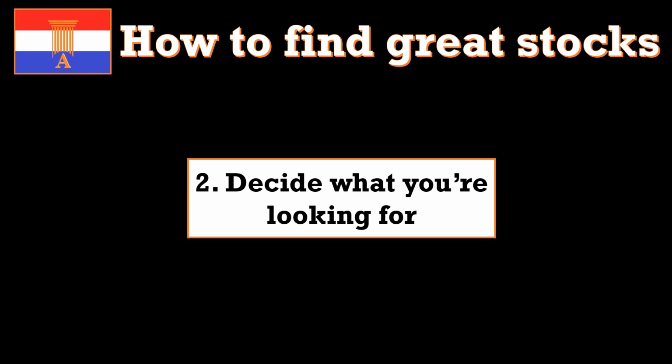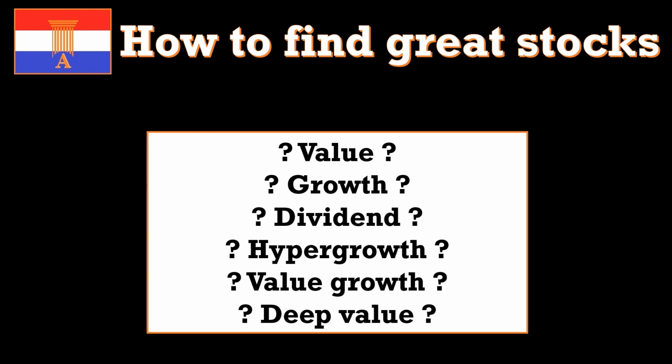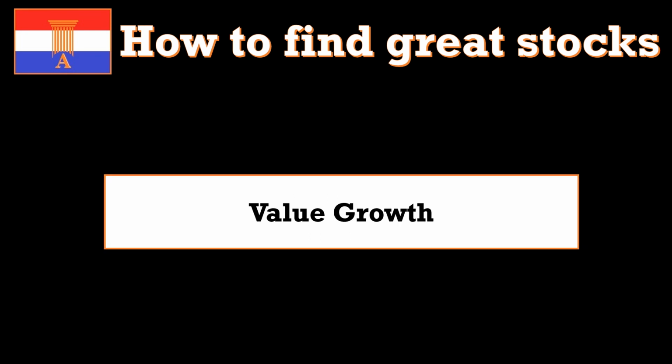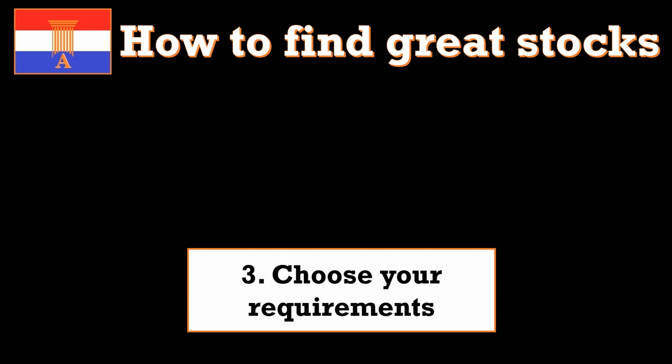Decide what you're looking for. Number two, this is what we need to do first. We need to know what kind of investment we want in our portfolio. So do we want value? Do we want growth, dividend, hyper growth, value growth, deep value? You can create your own classifications, and I'm sure if you Google it, you'll find many more, but we need to decide what we're going to look for. So for now, I want to look for value growth, and whatever that specifies is up to me to decide, or you could decide it yourself. So this is just what I'll have in my head, and with this in mind, we'll go to the next step. Choosing your requirements.